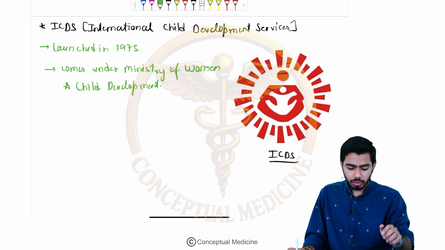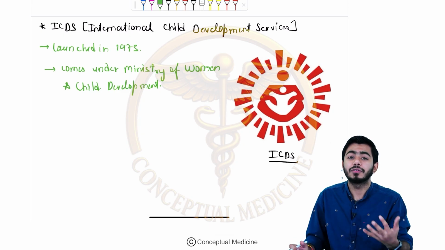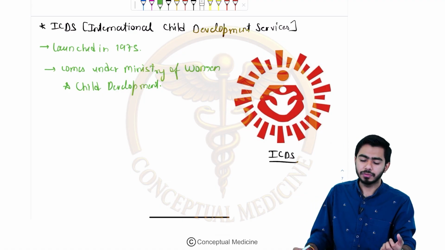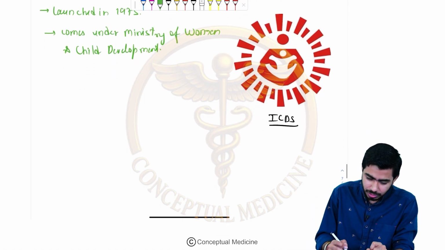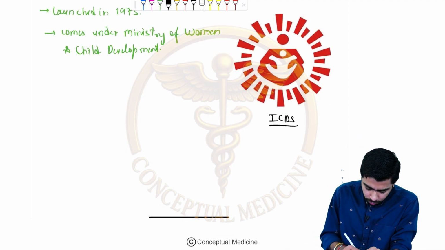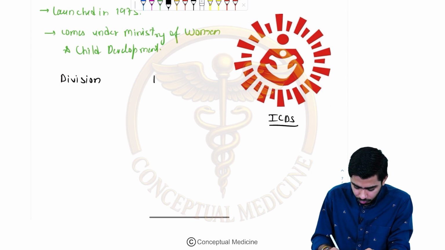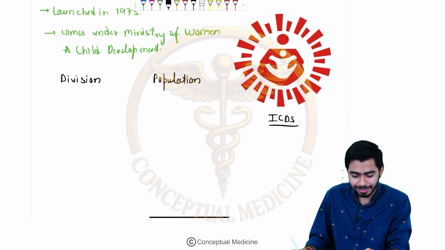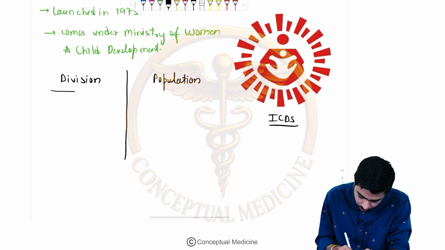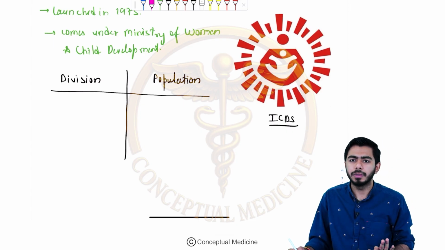Now, if we talk about International Child Development Services, they are talking about the Anganwadi workers. Let me talk again about the same things that we had talked about, NRHM and NUHM. Over here also you might be writing the division and the population. So here we are talking about three important people.